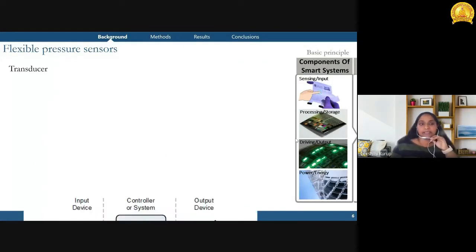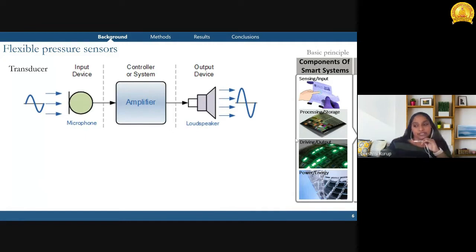Now you all might know what a transducer is, right? Since you are electronics and communication students, you might know. I'll just give a small brief idea about a transducer. A transducer is an electronic device which transforms one form of energy into another form of energy, right? For example, take our mobile phone. If we get an incoming call, we just take it and answer it. So it has a microphone, and at the same time it has a loudspeaker so that we can hear it, right?